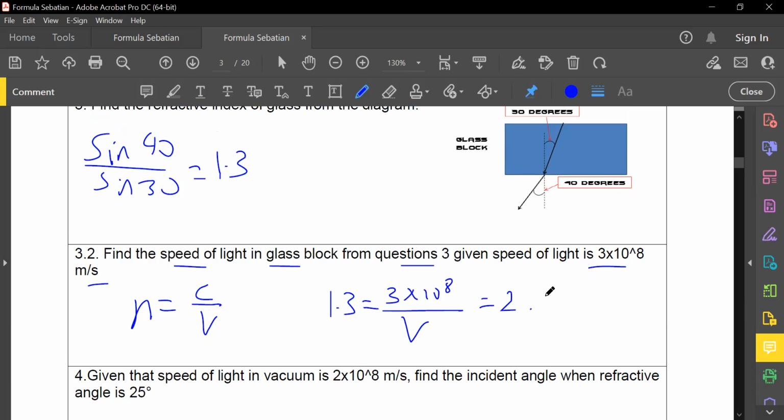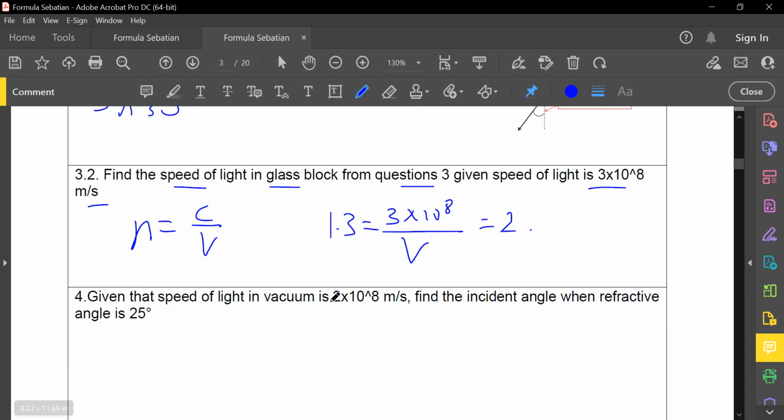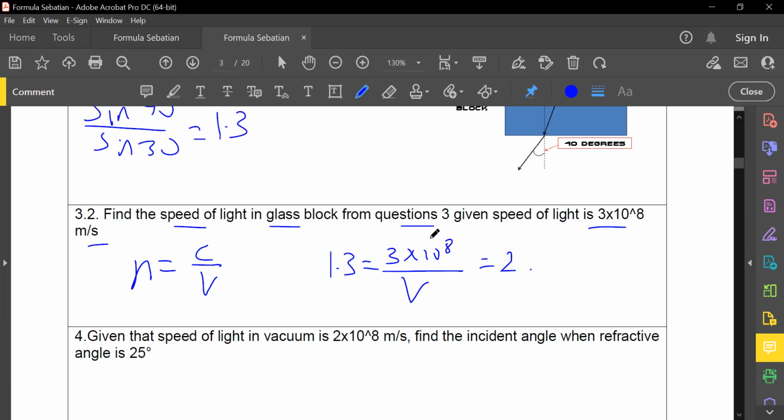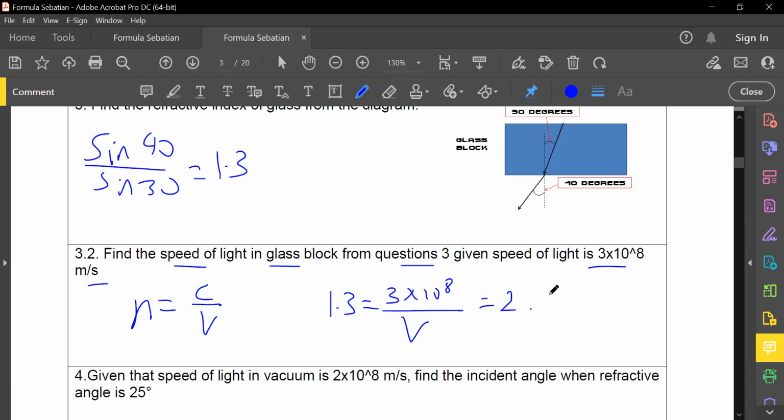Eugene, how much do you get? 2.30769. Yeah, divide by your refractive index. How much? Okay, 2.31 times 10 to the power of 8 meters per second for sure.